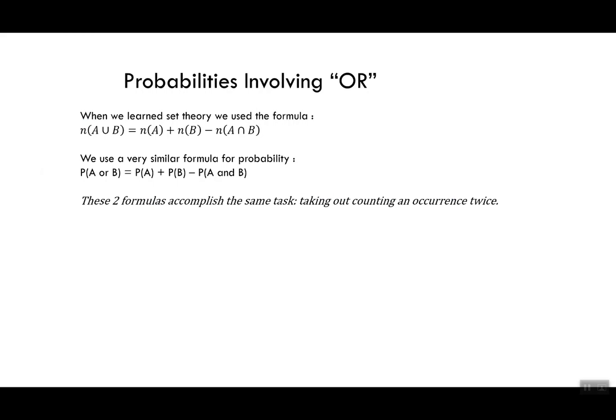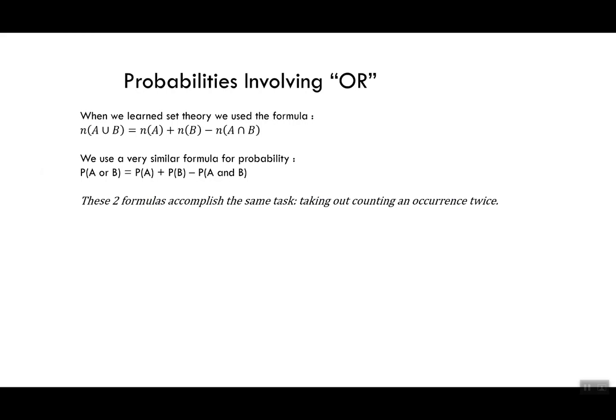So let's include our formula. When we learned set theory, we had a formula for cardinality that said the number of elements in the union of A and B is equal to the number of elements in A plus the number of elements in B minus the number of elements in the intersection. We're going to use the same type of formula, but just switch it to probability.